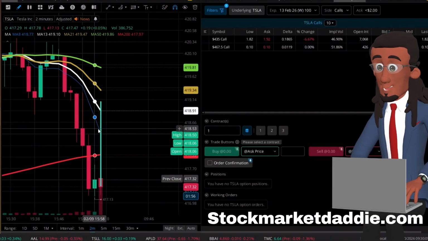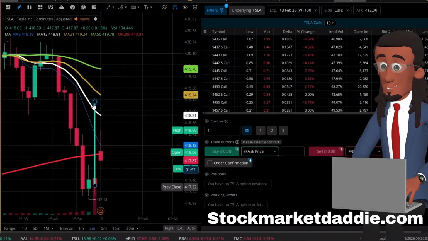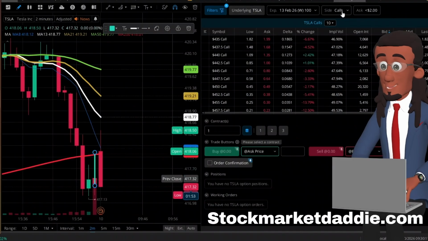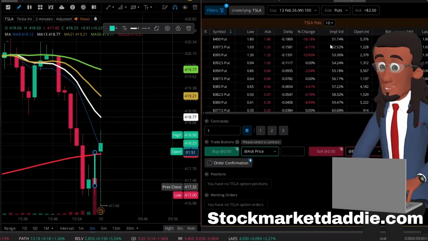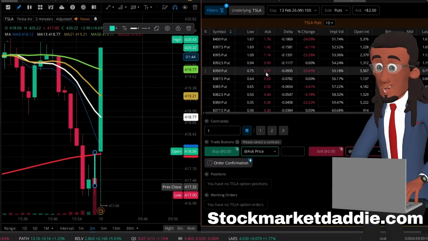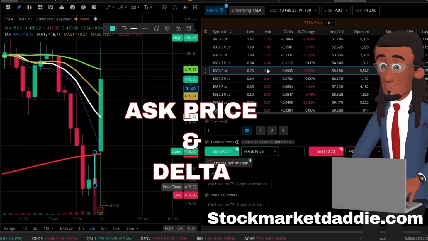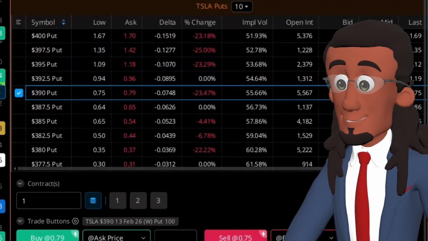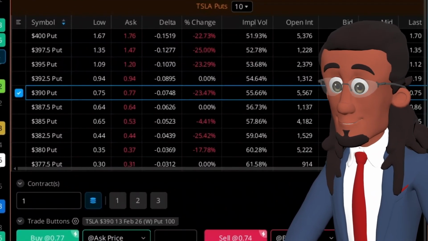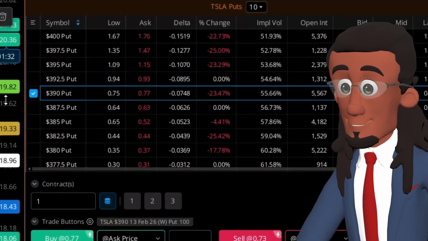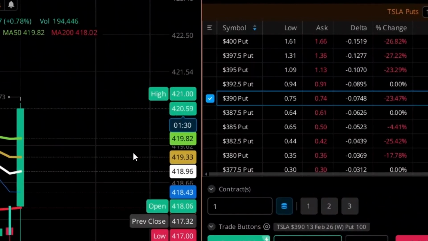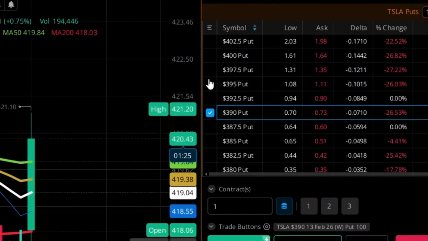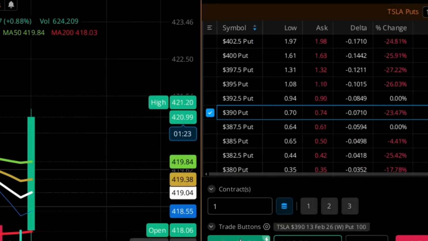So the first thing everybody wants to know is the price. How can I afford to do that? Well, it's very simple. When you come to the options chain, you want to focus on two things: the asking price and the delta. The asking price is the price to enter the option. That's not how much you're gonna risk. That's just how much it costs to enter. You can risk way less than the cost of the option.